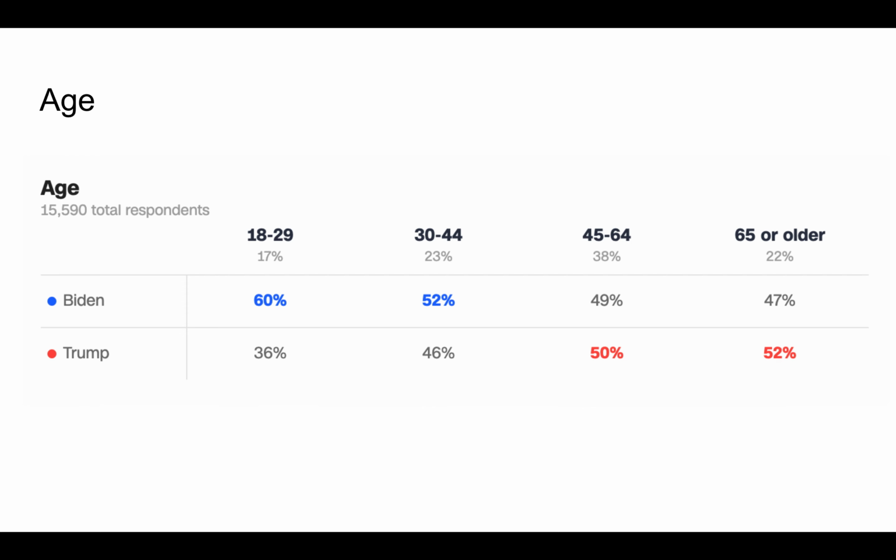However, it is noticeable that the voting bloc with the lowest amount of voters is the 18 to 29 bloc, which is also the largest difference between the two candidates at 24 points. Now, typically, younger people are more progressive in their ideologies, and older people are more conservative. So it makes sense that Democrats typically win the younger voters, and Republicans typically win the older voters.